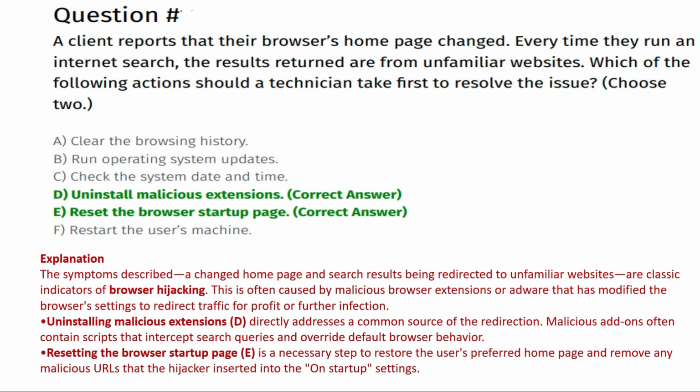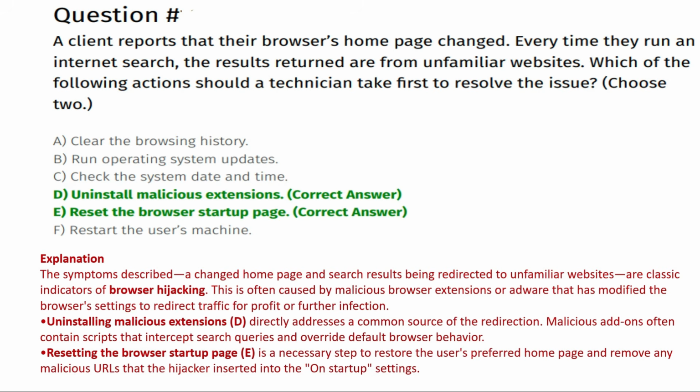Option A, clear the browsing history. Option B, run operating system updates. Option C, check the system date and time. Option D, uninstall malicious extensions. Option E, reset the browser startup page. Option F, restart the user's machine. And the correct answer for this question is option D, uninstall malicious extensions, and option E, reset the browser startup page. So let's check the explanation.